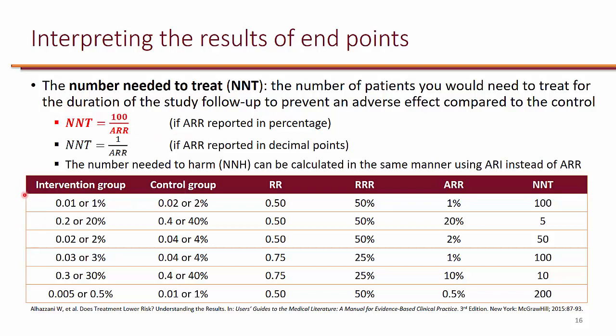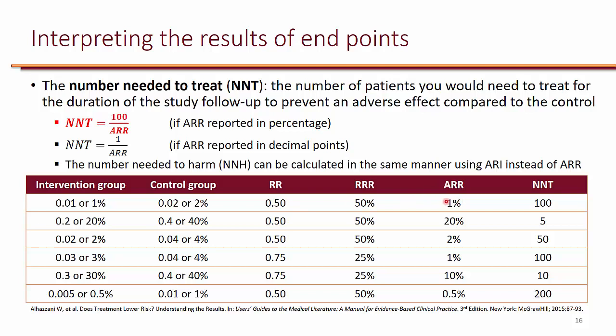Now let's take a look at some examples. These are just hypothetical numbers. Let's say there's a study looking at the rate of mortality between two groups, your intervention group and your control group. The rate of mortality is 1% in your intervention group and 2% in your control group. So 1 divided by 2 will give you 0.5, and that's your relative risk. 0.5 would mean there's a 50% relative risk reduction. So basically, 1 minus 0.5 equals 0.5, which means 50% relative risk reduction.